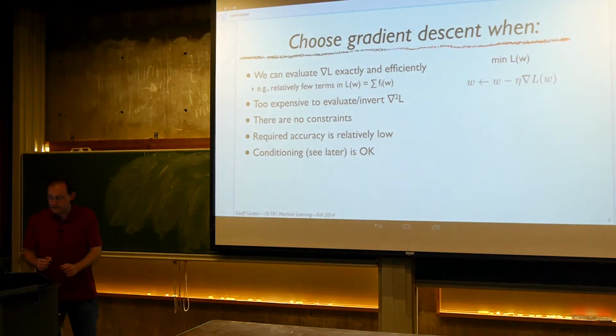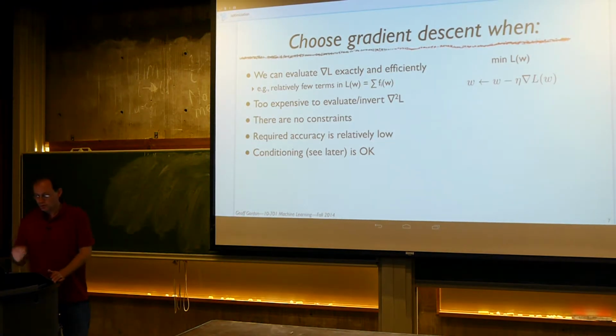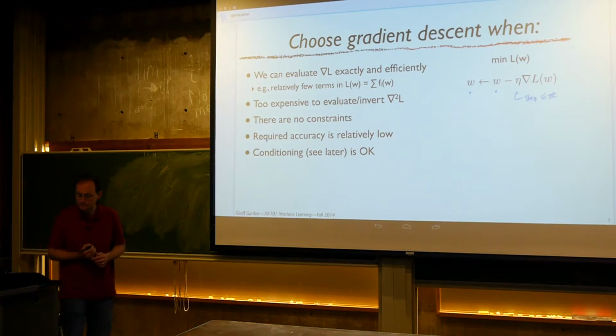So, all right, gradient descent. We've shown you gradient descent before. It's got the update where you take your current weight vector, and your new weight vector is going to be your current weight vector plus a step along the negative gradient. And the step is chosen by a step size parameter, which I'm writing as eta here.